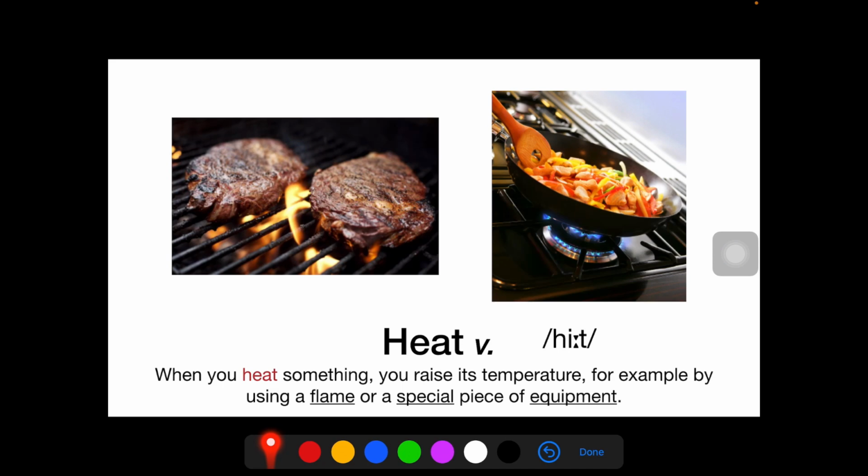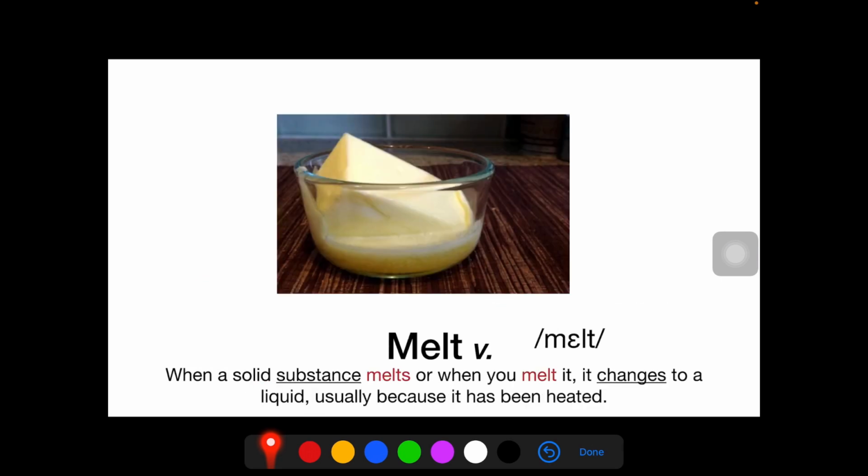Next to pour is heat. Heat means when you raise the temperature, with maybe a flame or another special piece of equipment. This one, make it hot, you call it heat. Next to heat is melt.